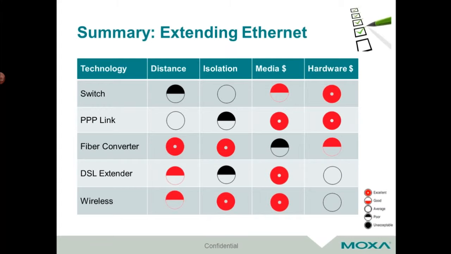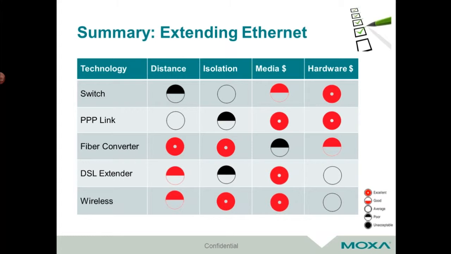You can see here the 5 tips that we went over, whether it be using a switch, a PPP link, a fiber converter, a DSL extender, or wireless. We've picture coded these, so you can see what is best for what type of scenario. Switches, for example, are not that great for distance. As Paul mentioned, the limitation is around 328 feet. Not so great for isolation, but the media is fairly inexpensive, and the hardware for switches has come down very dramatically to where it's a very low cost, kind of ubiquitous item.